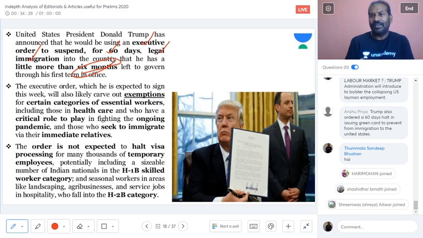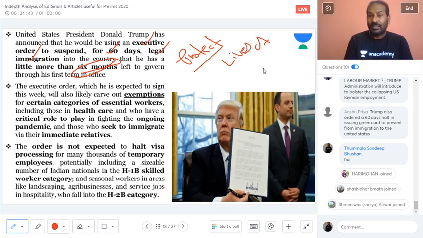So this is definitely to make sure that, not to protect the lives. Please understand here. Probably he might say that he is going ahead with the temporary suspension of the immigration policy for 60 days to protect the lives of the Americans from COVID-19. But it has nothing to do with COVID-19.